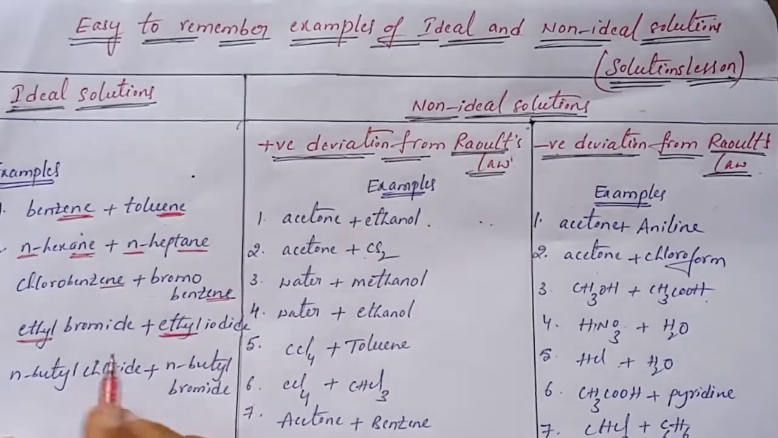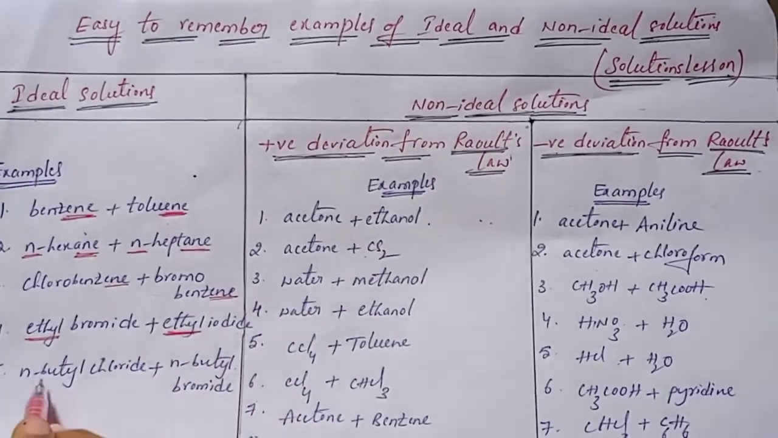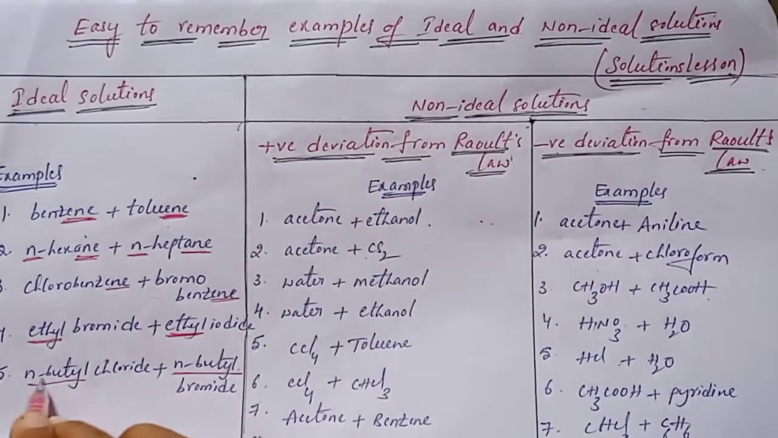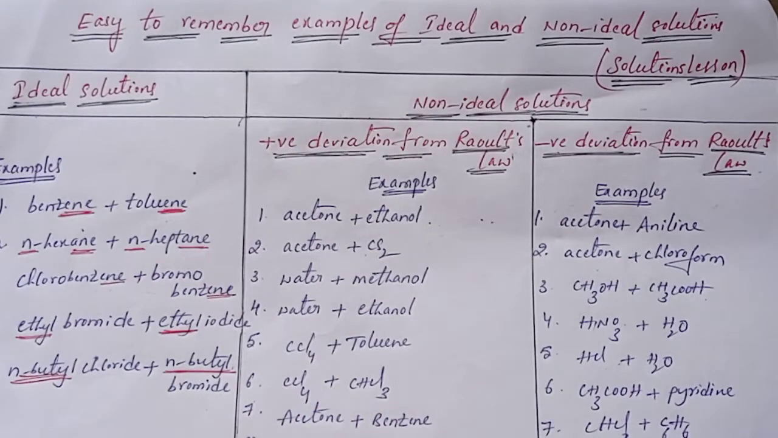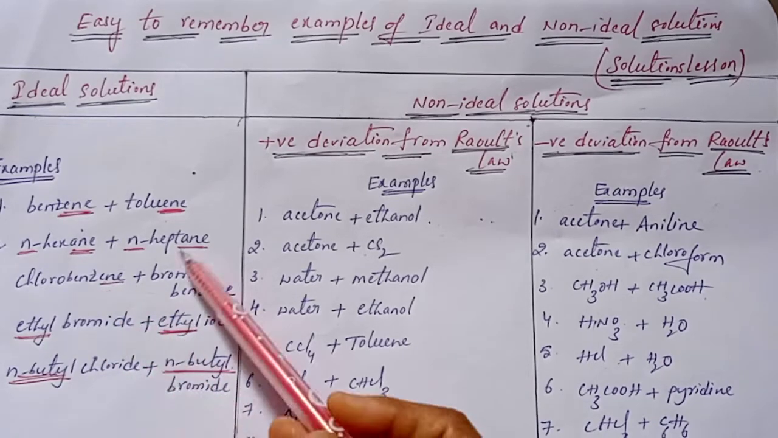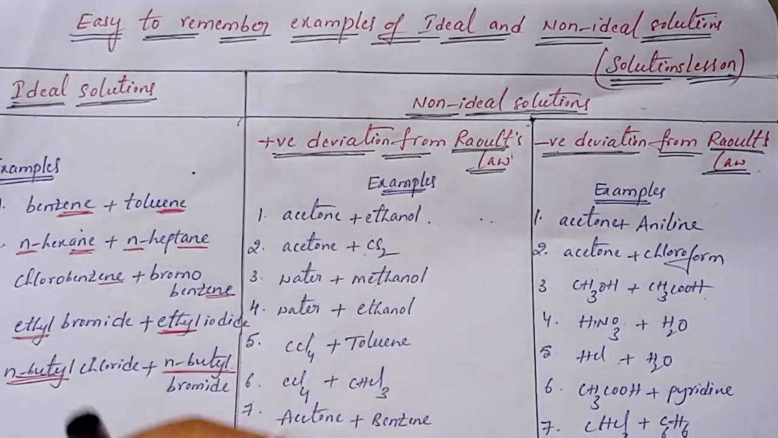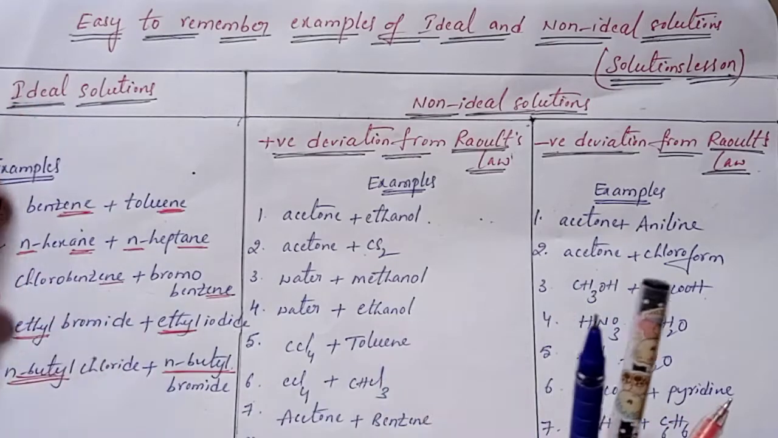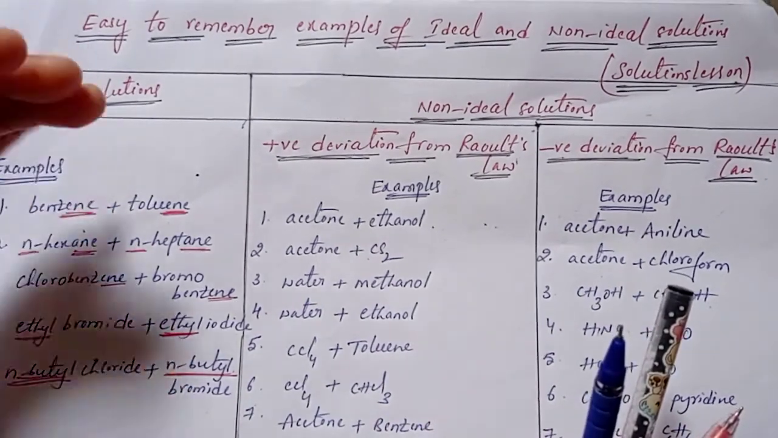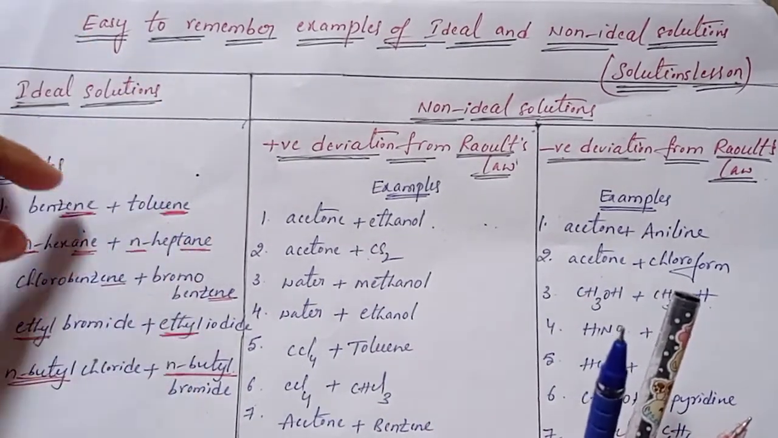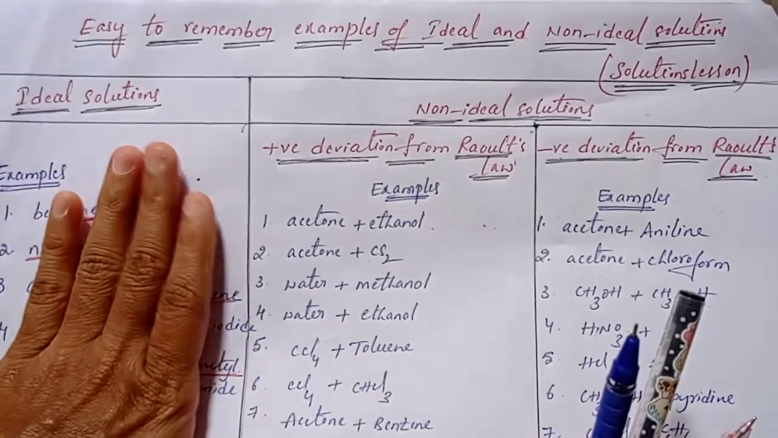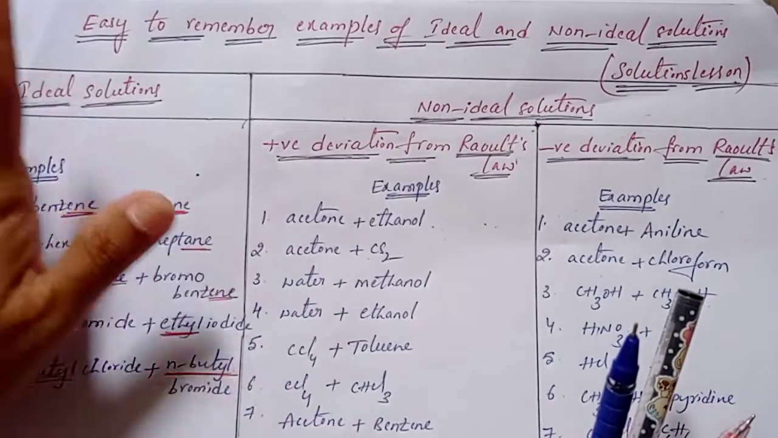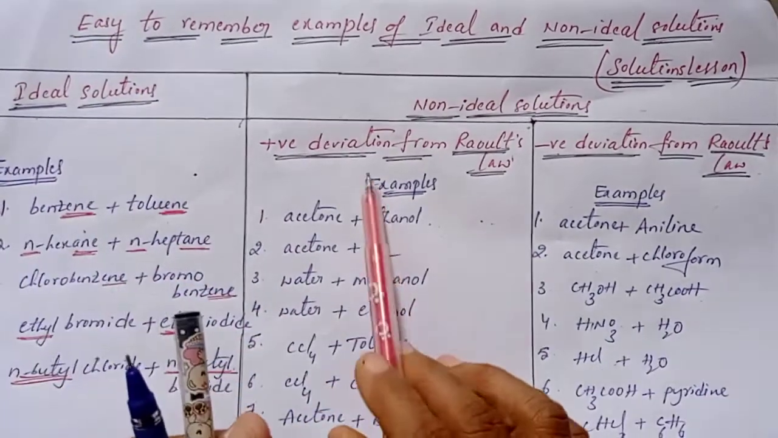In the last example, n-butyl chloride and n-butyl bromide, n-butyl is common. In the two solutions the n-butyl word is the same, so we can say these are examples of ideal solutions. You can easily identify ideal solution examples: only the same kind of words, identical words, will be there in the two components. Clear? Now coming to positive deviation.